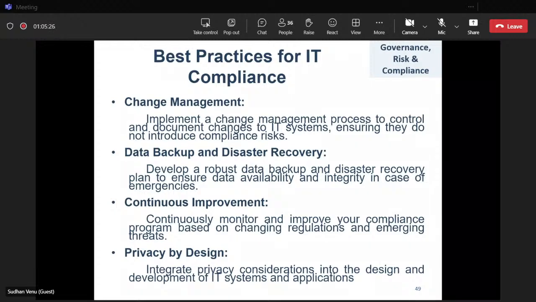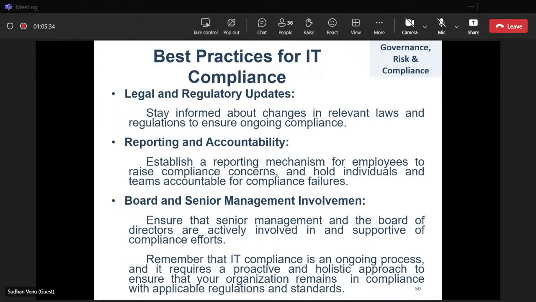And next one is privacy by design, which integrates privacy considerations into the design and development of the IT systems and applications. And legal and regulatory updates: stay informed about the changes relevant to laws and regulations to ensure ongoing compliance.